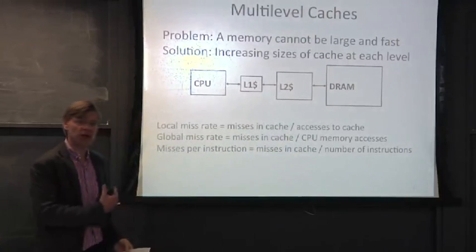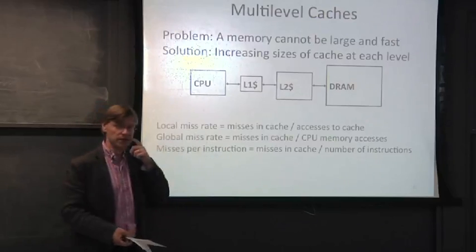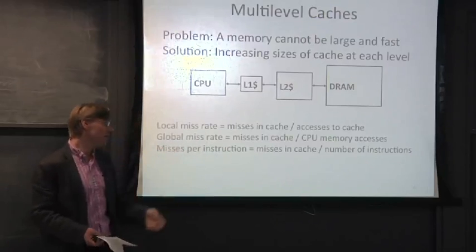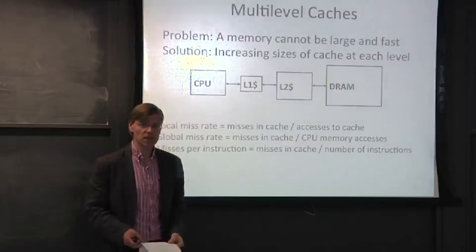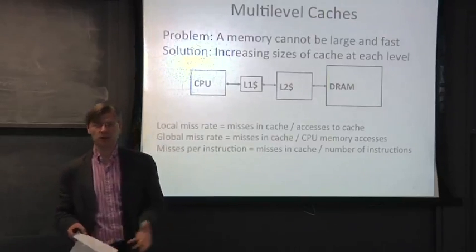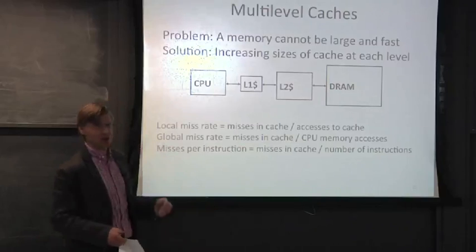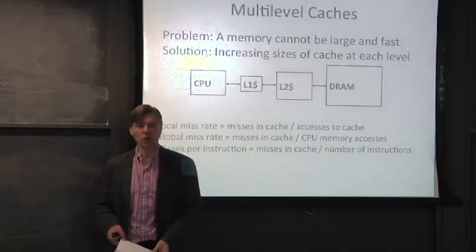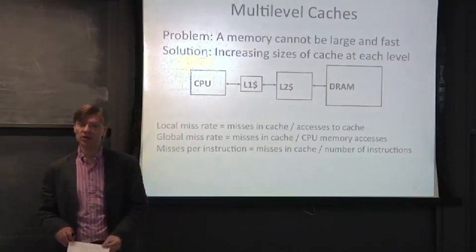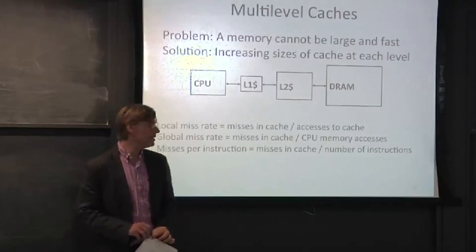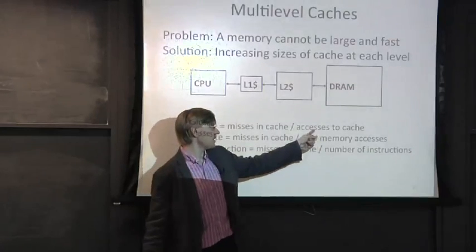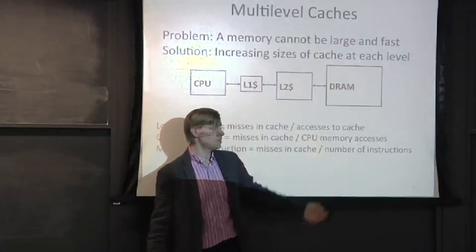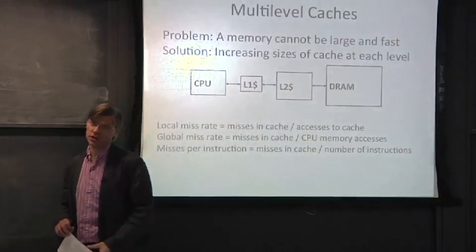And you'll see your book sometimes use these two different metrics in different ways. And then finally, something that's useful to think about is the number of misses per instruction. Now, why do we bring this up? That sounds pretty similar here to a global miss rate or something like that. Well, the difference here is the denominator changes. Instead of having either accesses per cache or CPU memory accesses, instead we have per number of instructions.